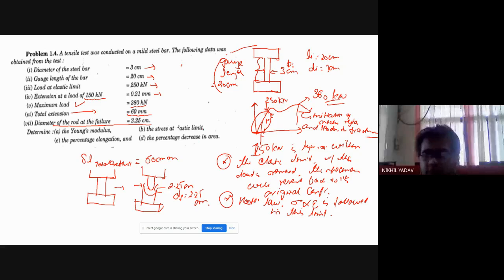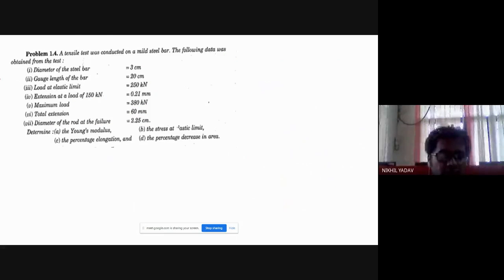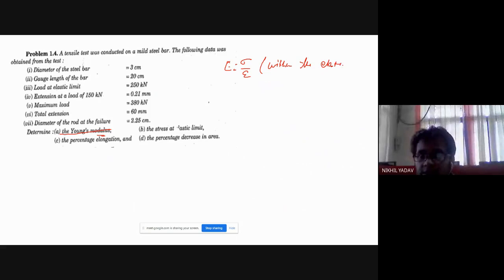Now we will solve it. Let's see what it is asking for. It is asking for the Young's modulus, that is E. We know that E is stress over strain. We should not forget that it should be within the elastic limit.